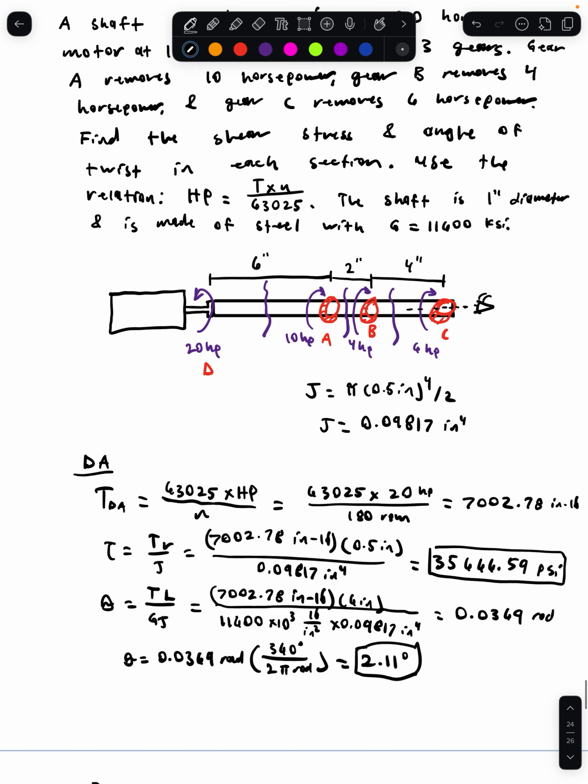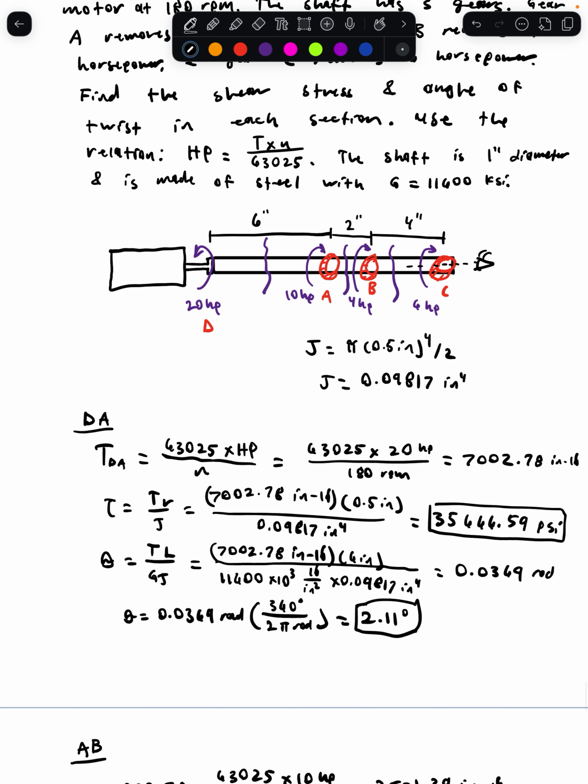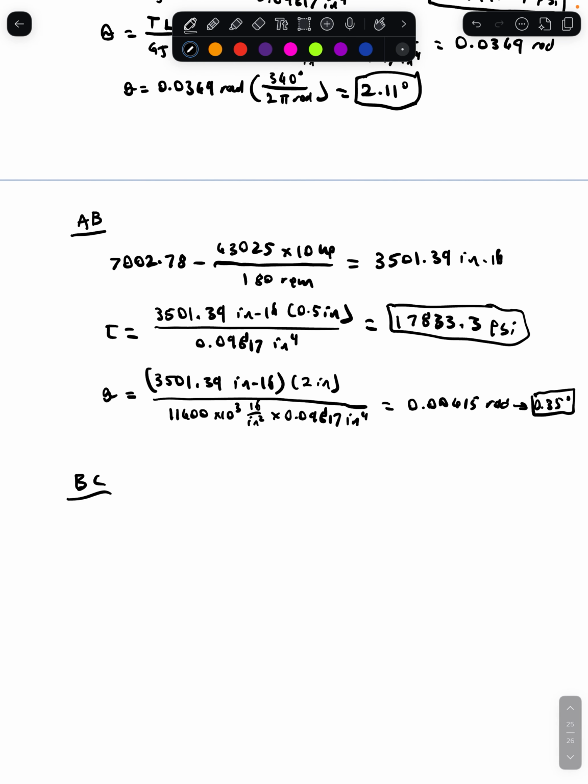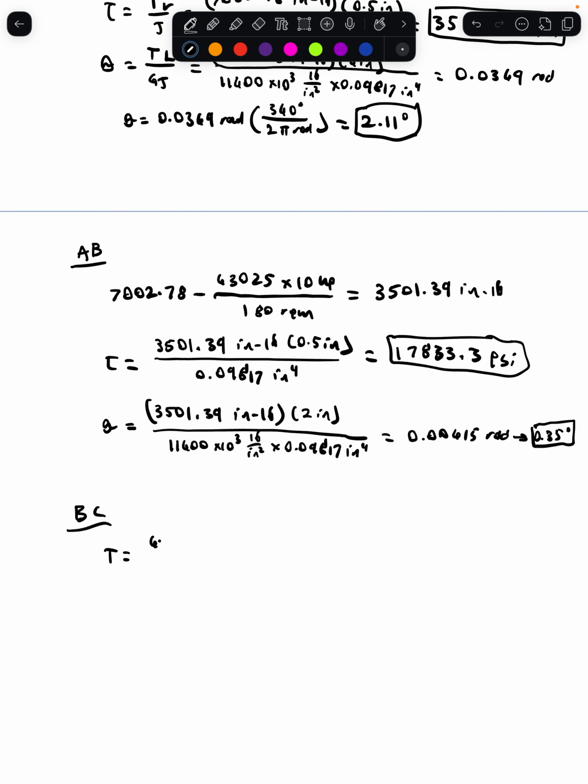So if we again look down, we have 20 horsepower, then minus 10 horsepower, and then minus another 4 horsepower. Or we could look at it going this way and just use this 6 horsepower here. So I'm going to go ahead and do that to get my torque. So times 6 horsepower divided by 180 RPM. It's going to be 2,100.83 inch-pounds.